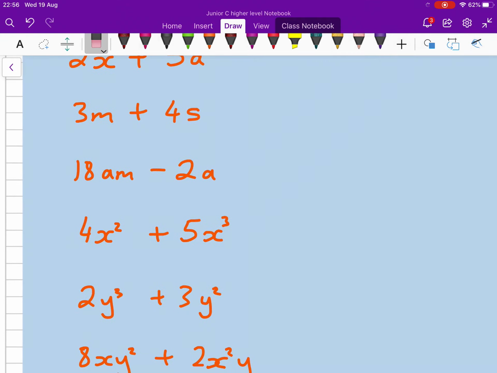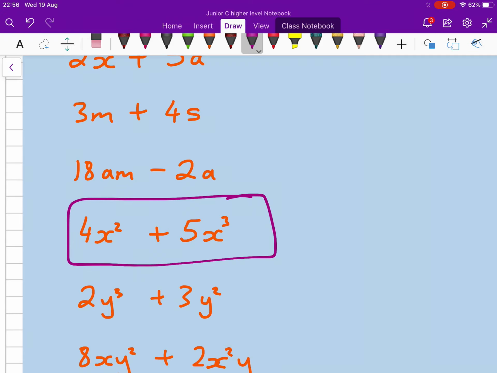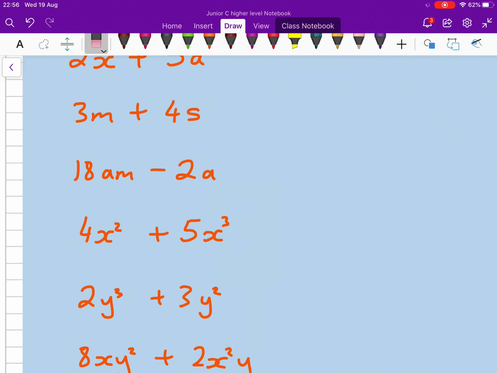Third example, 18am minus 2a. Okay, so they both have an a in each term, but the first term has an m and the second term has no m, so it's a different combination of variables. These can't be added. Going to the next one, they've got the same variable x but different powers. The first one is an x squared, the second one is an x cubed. So they're not like, they're unlike, we call them. They can't be added.